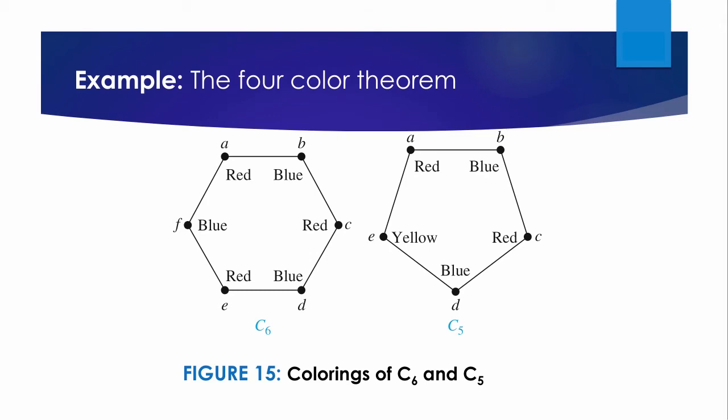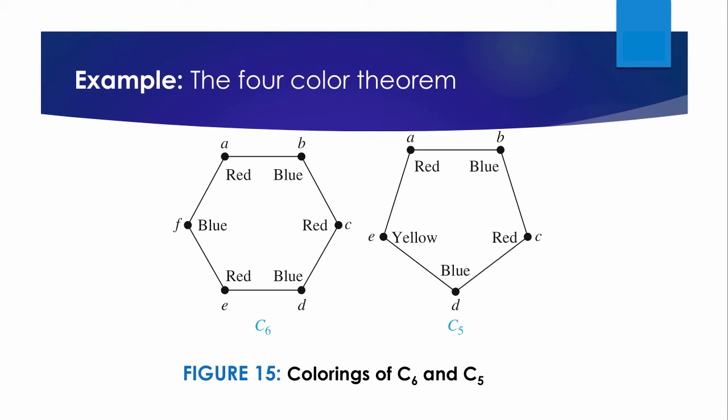It is necessary to assign a second color, say blue, to the next vertex reached. Continue in the clockwise direction. The third vertex can be colored red, the fourth vertex blue, and the fifth vertex red. Finally, the sixth vertex, which is adjacent to the first, can be colored blue. So the chromatic number of C_6 is 2. Figure 15 displays the coloring constructed here.